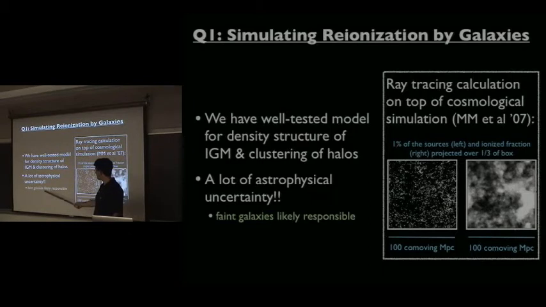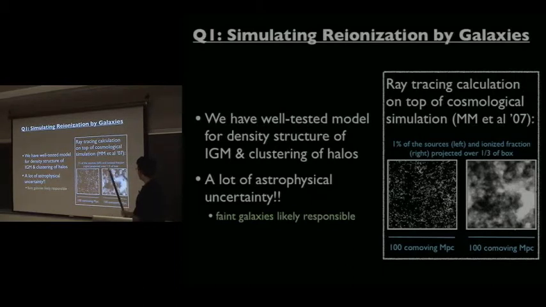The galaxies that we think ionize the universe are much smaller than the galaxies that we're seeing in the Hubble deep field. Or the escape of ionizing photons is very efficient out of the massive galaxies that we're seeing. Okay, so there's a lot of astrophysical uncertainty. And so I'm going to show you some ray tracing calculations on top of a cosmological simulation of what reionization looks like with various parameterizations for how the astrophysics may be happening at high redshifts.